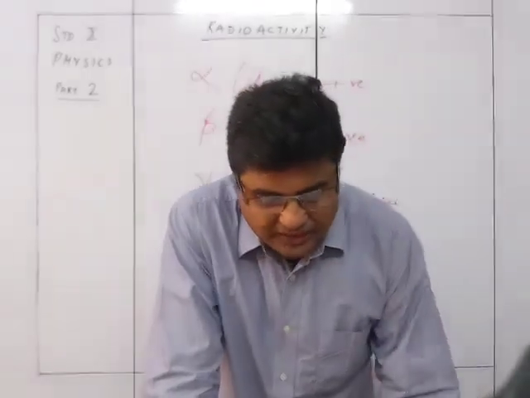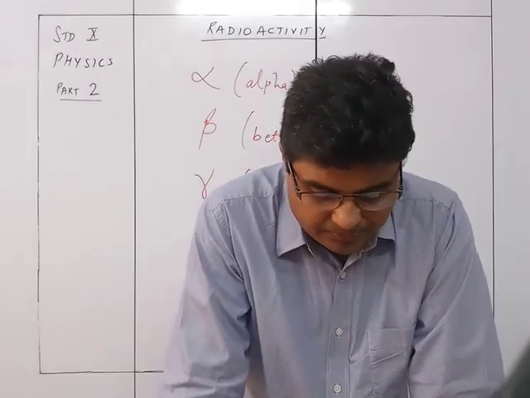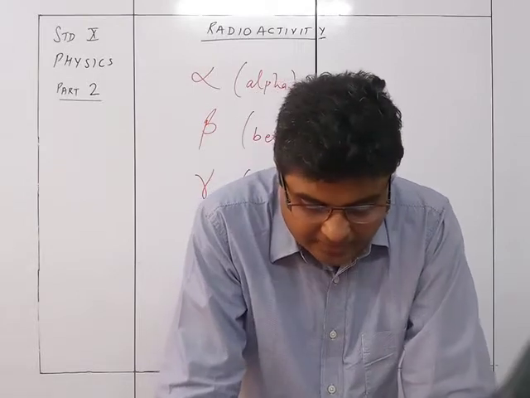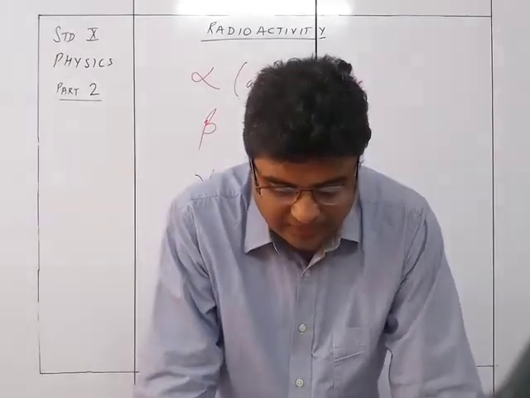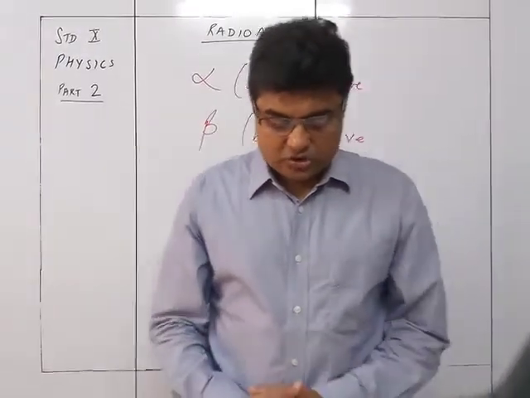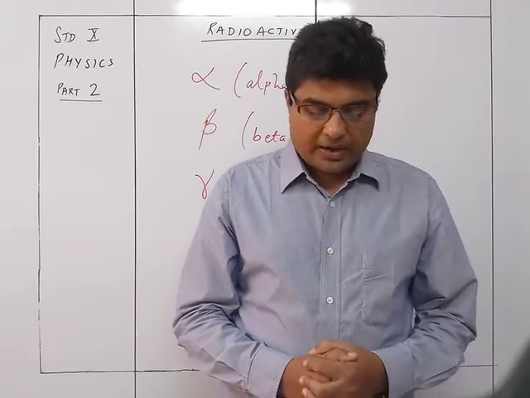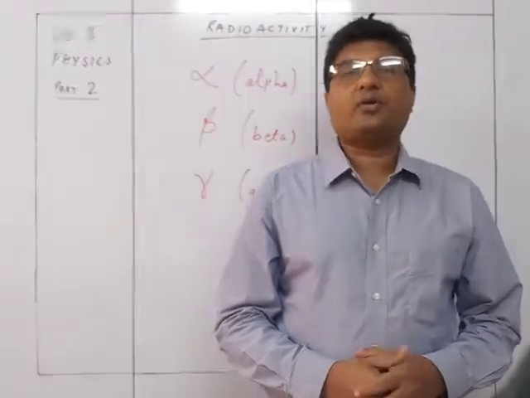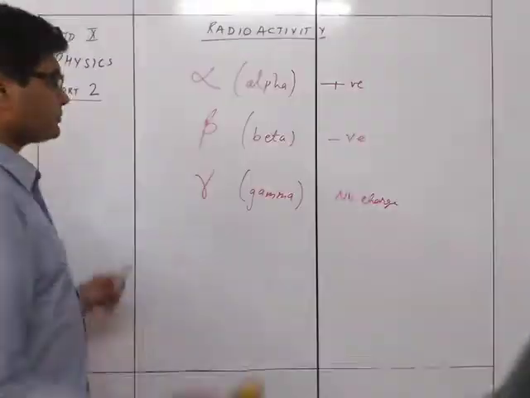Those which turn to the left must be positively charged and are called alpha particles. Those which turn to the right must be negatively charged and are called beta particles. The beta particles are deviated more than the alpha particles. Those which pass undeviated must be uncharged or neutral and are called gamma radiations. Gamma radiations are electromagnetic waves.